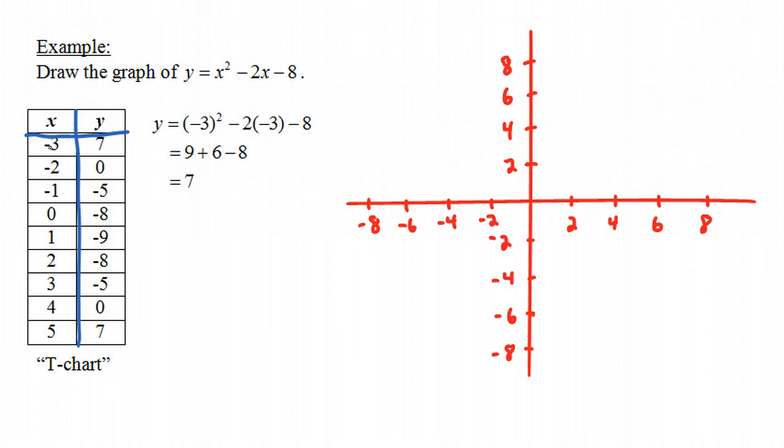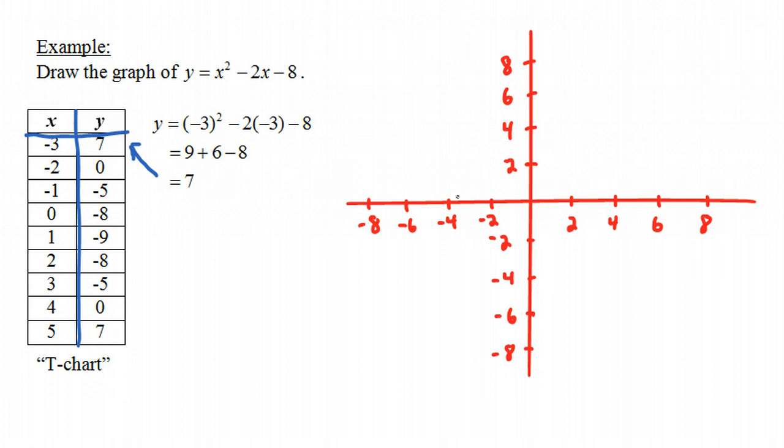I've just picked -3, -2, -1, 0, 1, 2, 3, 4, 5. You don't have to pick whole numbers. You could pick 3.7, for example, if you wanted to, but just pick a few values for x and then figure out what the y value would be. Now when x is -3, what is y? I found that y was 7. So I plugged in -3 everywhere I see an x here. So you have y equals -3 squared minus 2 times -3 minus 8.